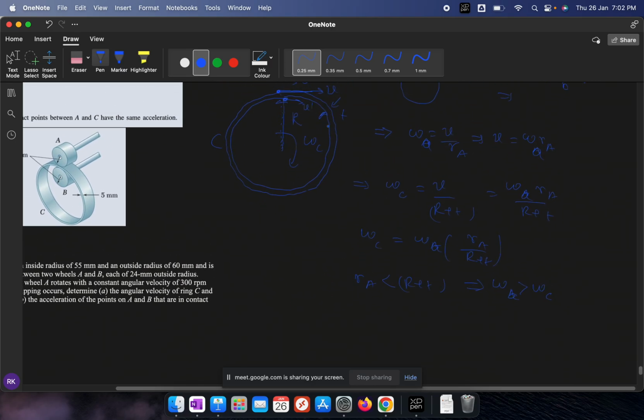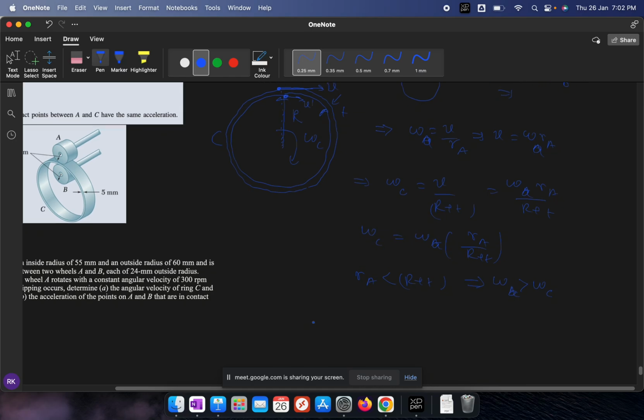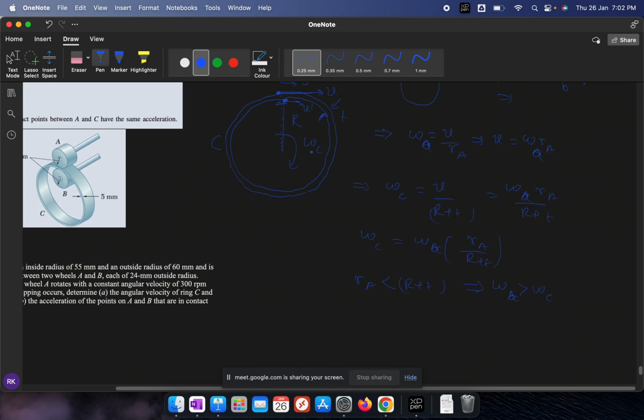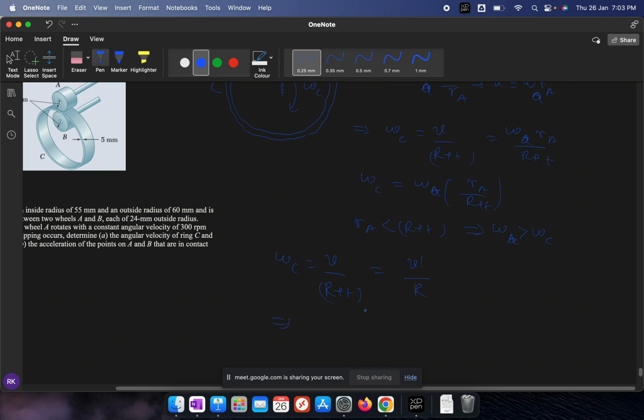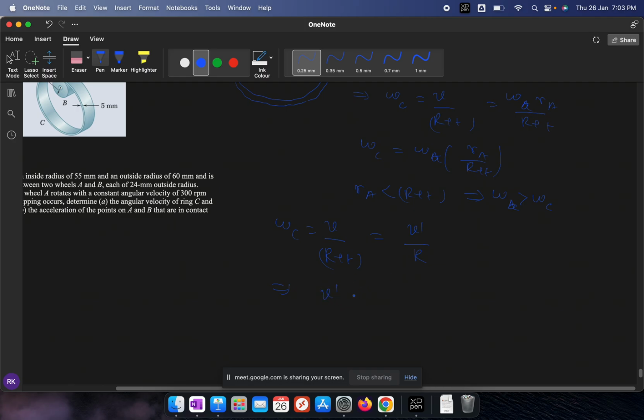Again apply the same situation for wheel C, and now I have to find v dash. Omega is the same for this wheel, so omega C equals V divided by capital R plus T, which is exactly equal to v dash divided by R. Now from here I can find v dash. So v dash equals omega C into R.